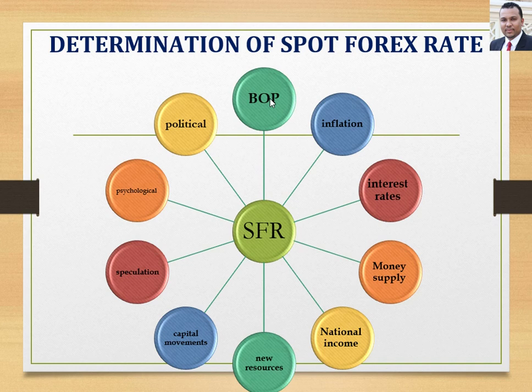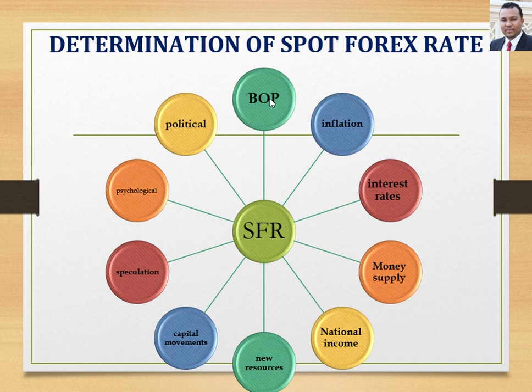Between the residents in a given country and the rest of the world over a given time, mainly or usually we talk about 1 year. So, balance of payment, in summary, has two sides, the revenue side and the payment side. The revenue side reflects the inflow of foreign currencies in the home country or the home economy.